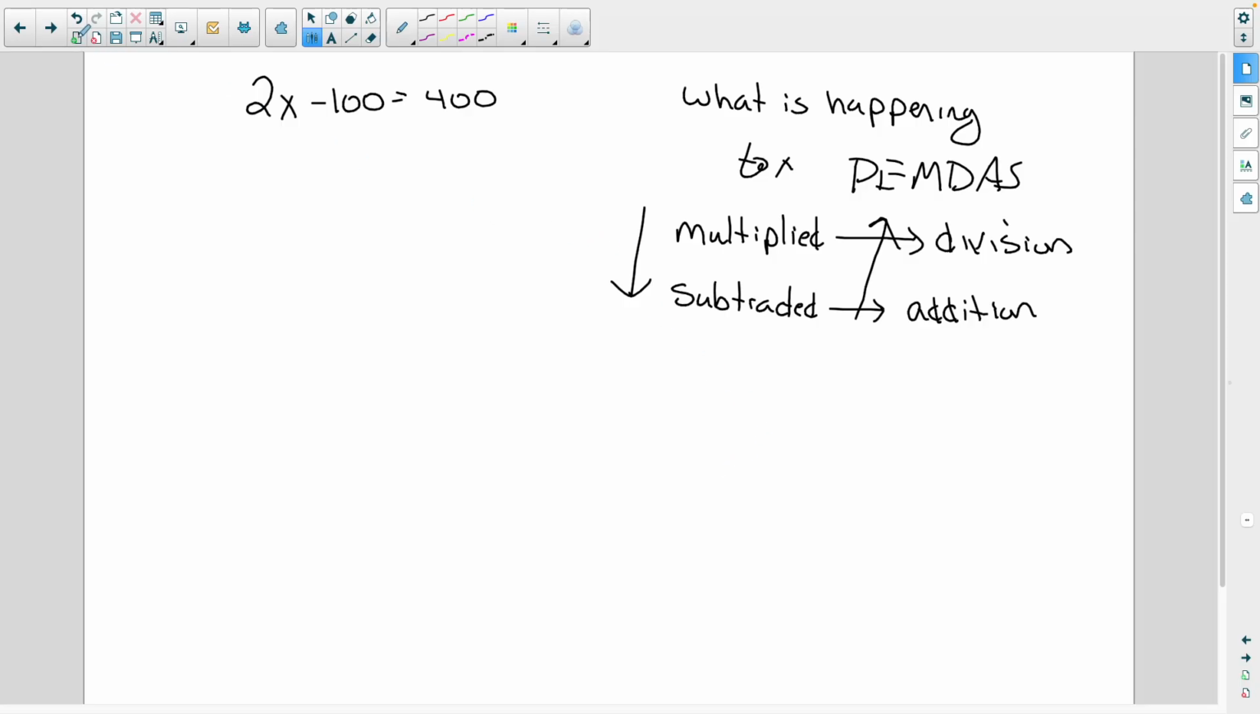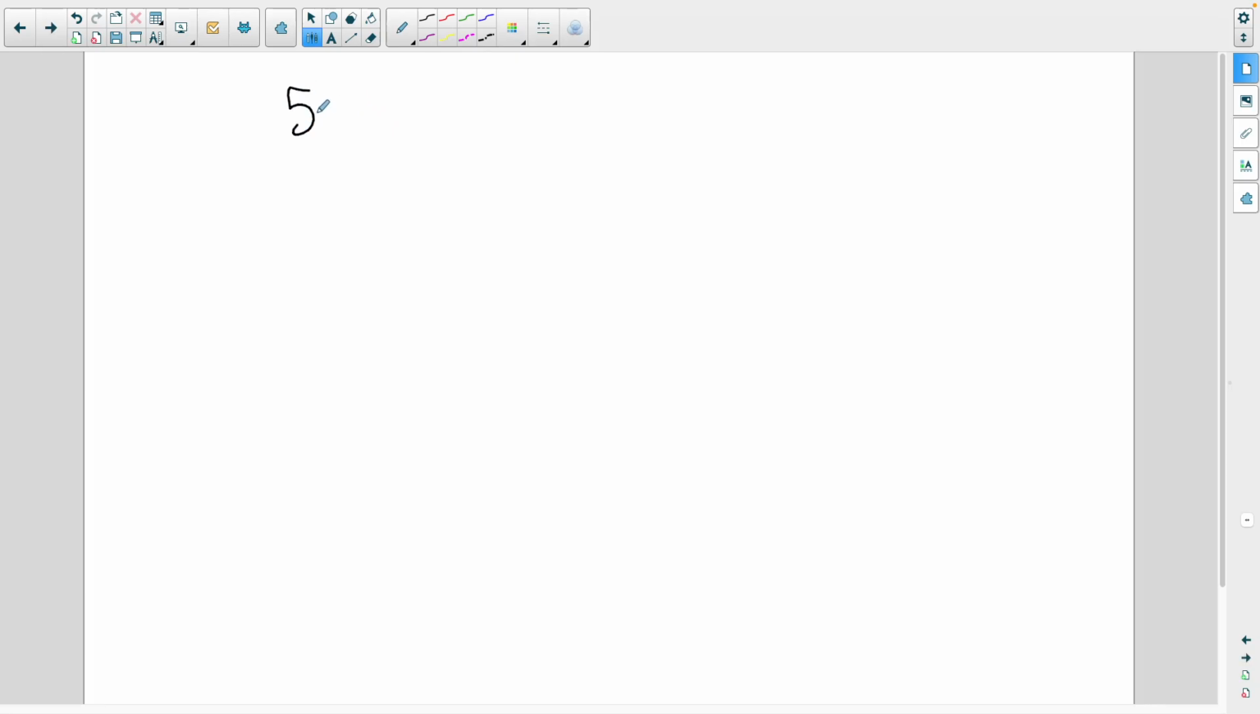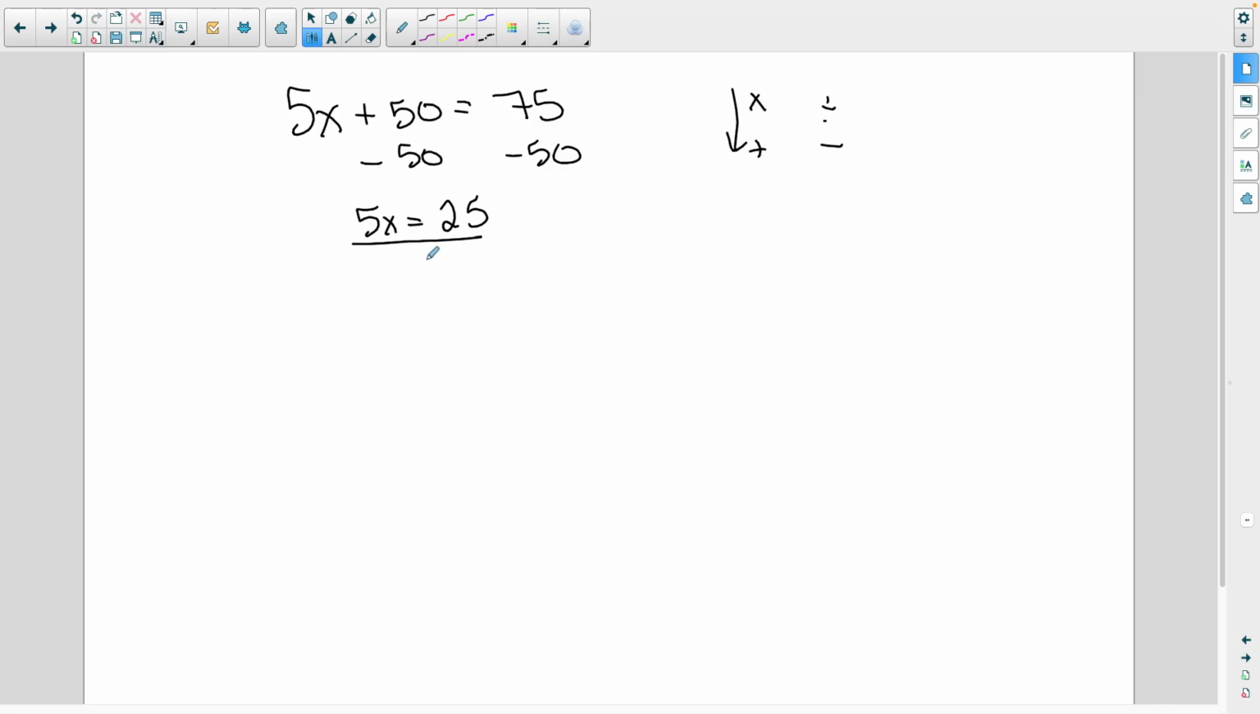So let's look at another problem. Let's say we have 5x plus 50 equals 75. All right, so what's happening? X is being multiplied and then added. To go the opposite direction, we're going to do subtraction and then division. So what's being added? It's being added by 50, so we're going to subtract 50. That gives us 5x is equal to 25. And then we're going to do division.